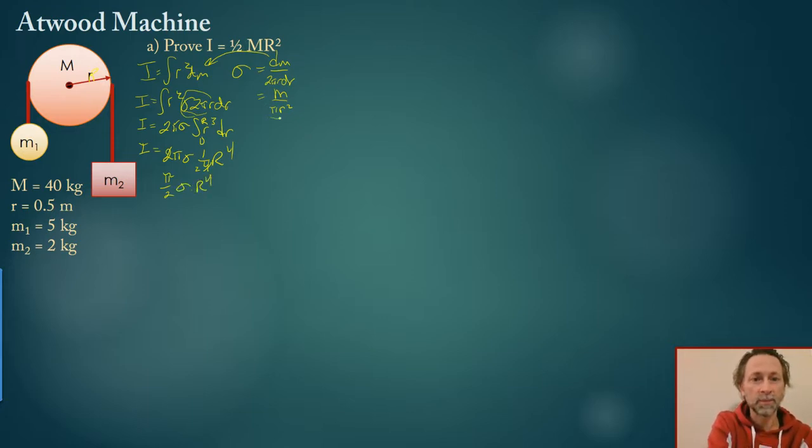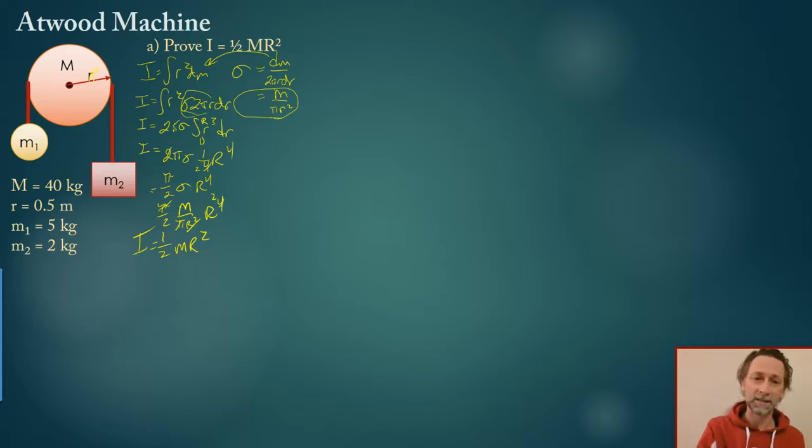Now remember what we set up here, that our sigma value can really be this m over pi R squared. So I'm going to substitute that in and do pi over 2 times m over pi R squared times R to the 4th. My pi's will cancel out, my R squared will cancel out, and I'll be left with 1/2 mR squared as my moment of inertia for a disk like that. So there we just proved the moment of inertia is that 1/2 mR squared.